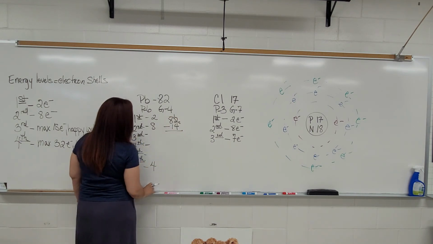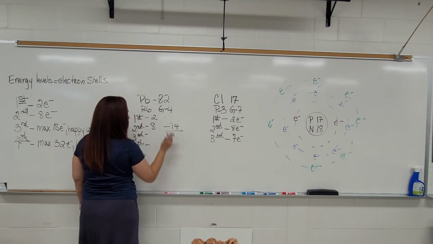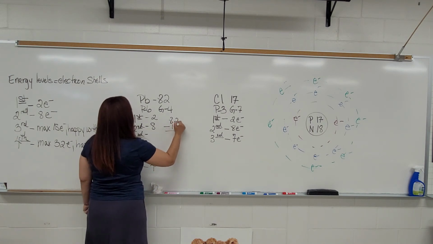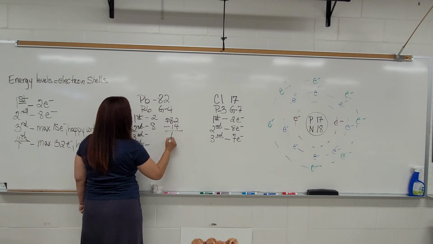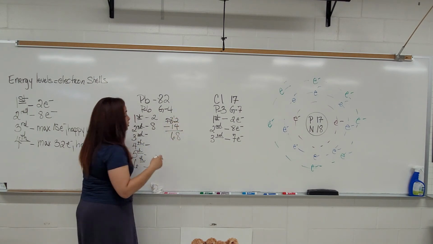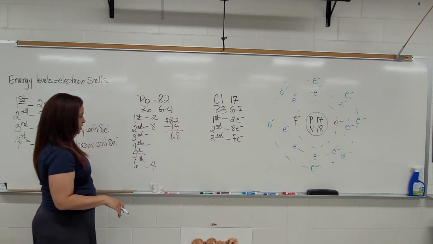Oh, sorry. I'm jumping ahead of myself here. I apologize. So 82, I meant to do this. 82 minus 14 is 68. So I have 68 electrons left to place.